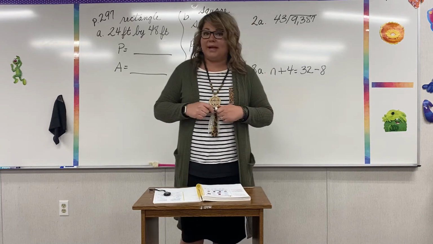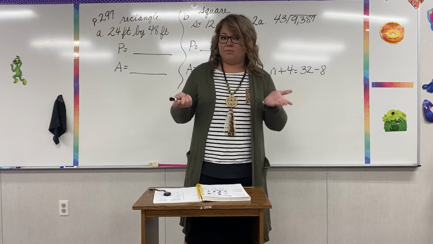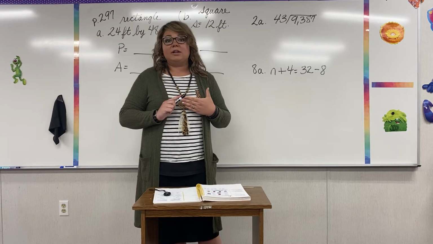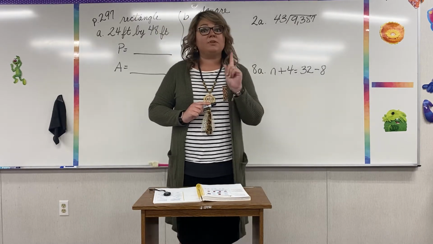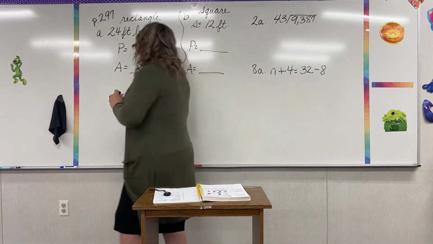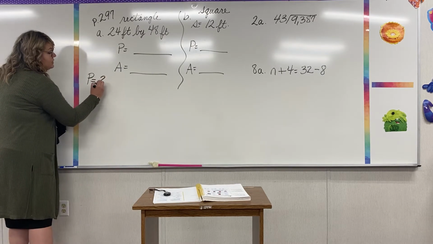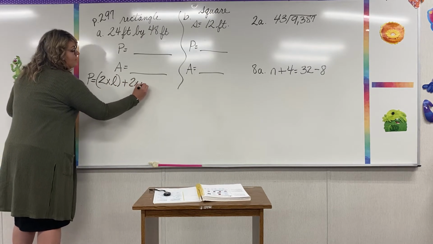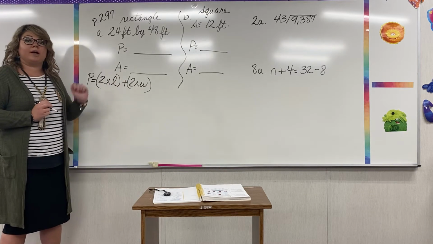Now, you have a rectangle there. It says 24 feet by 48 feet. We know that's a rectangle. And so we're going to find the perimeter and the area of that rectangle. Now, in order to find this, you have to remember the formulas. And so remember, the formula for the perimeter of a rectangle is P equals 2 times L plus 2 times W. So that is the formula for the perimeter of a rectangle.